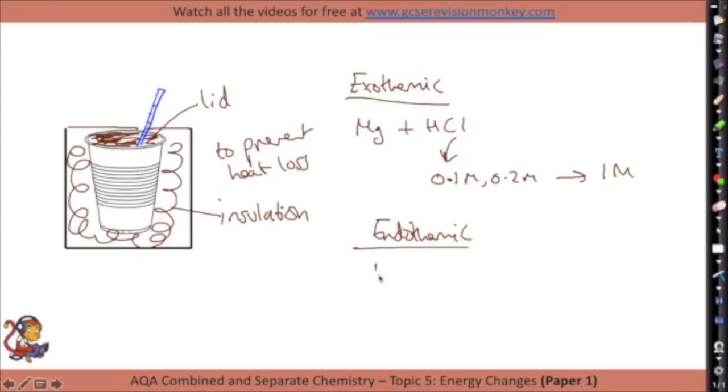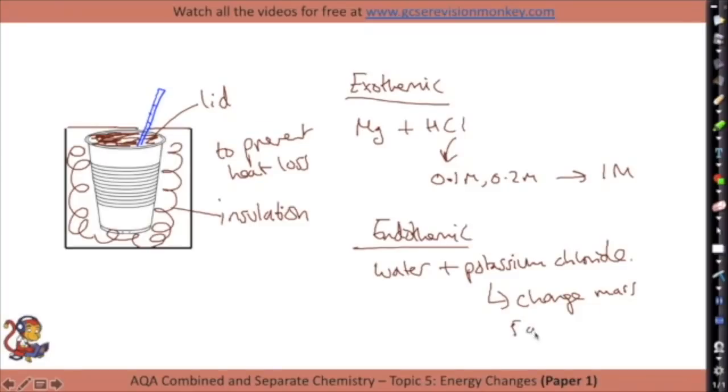For example, you could have water and something like potassium chloride. You could put those both into the cup, and you could measure the temperature decrease this time in the reaction. And for potassium chloride, you might want to change the mass that you're using. So maybe start with 5 grams and then use 10 grams, 15 grams, etc. and see the effect that that has on the temperature change.